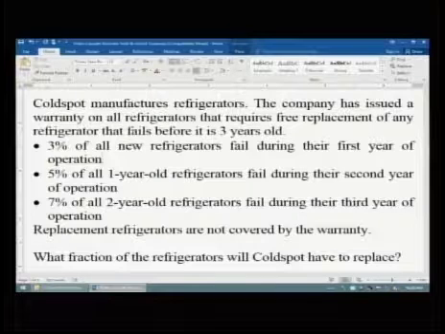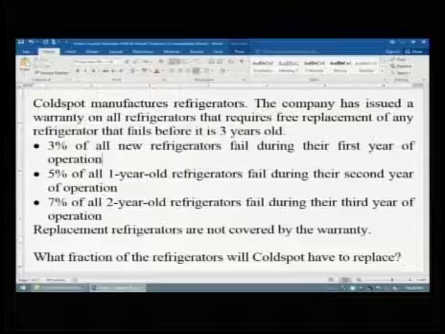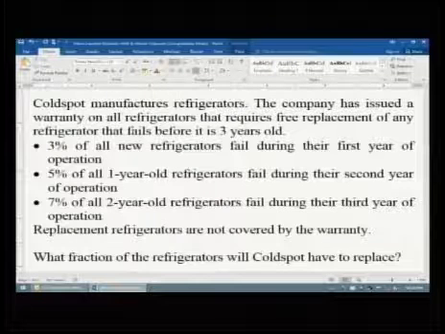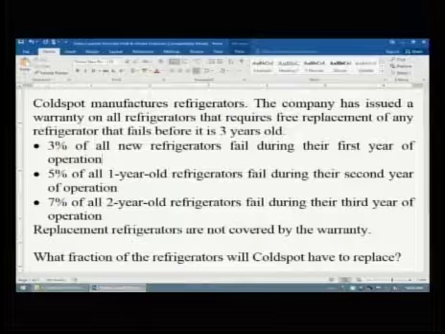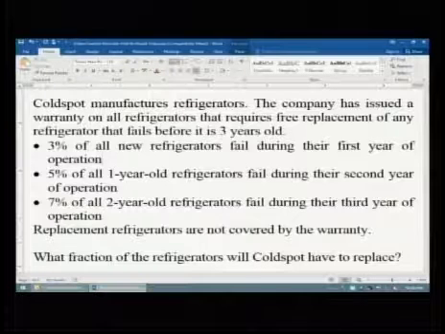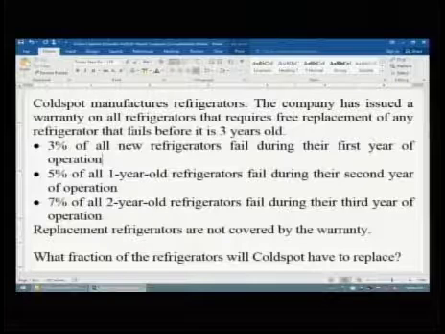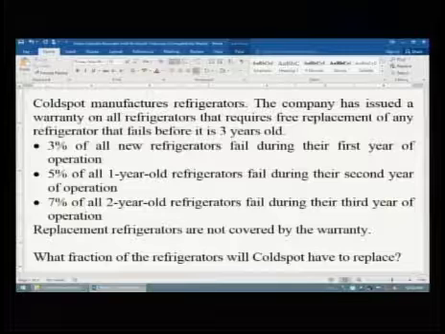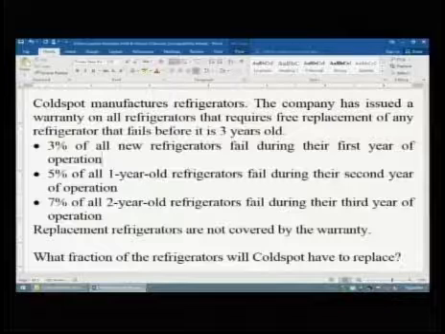Also, 5% of all 1-year-old refrigerators fail during their second year of operation, and 7% of all 2-year-old refrigerators fail during their third year of operation. And the replacement refrigerators are not covered by the warranty. Of course, this is a very realistic assumption, right? The question is, what fraction of the refrigerators will Cold Spot have to replace?